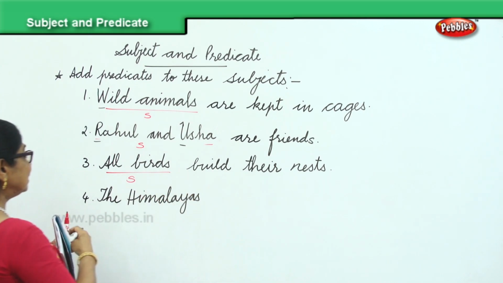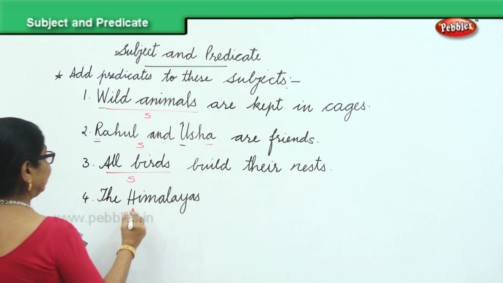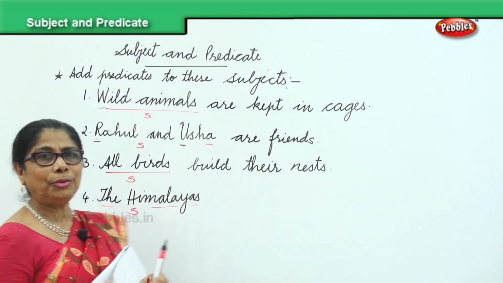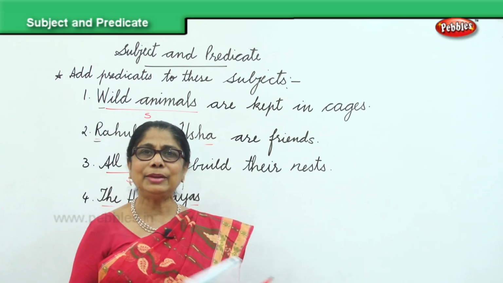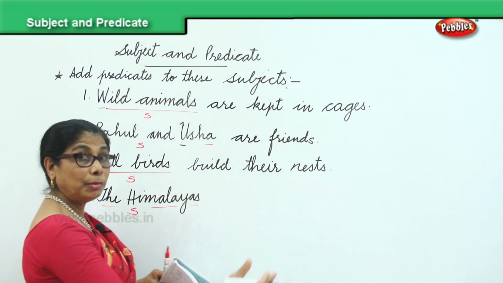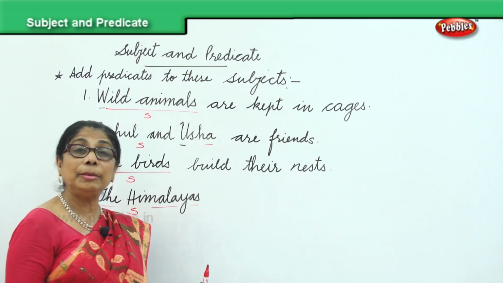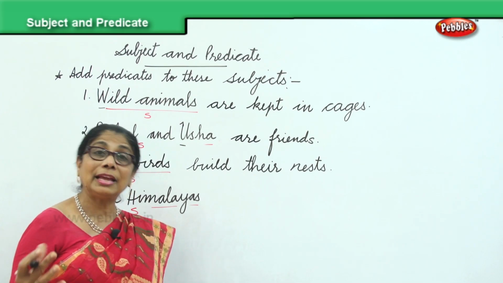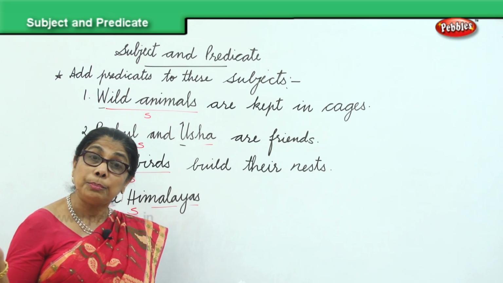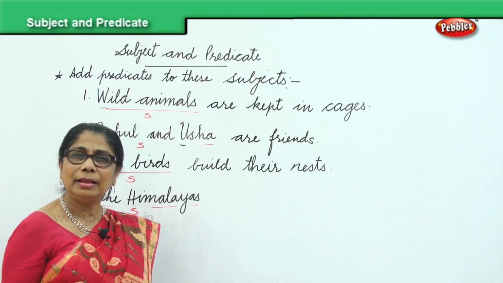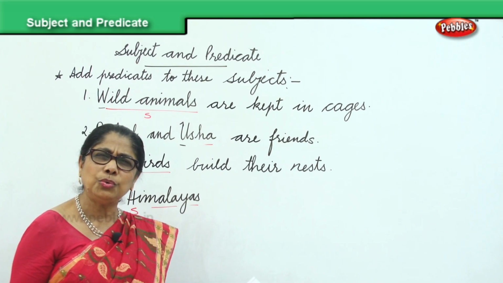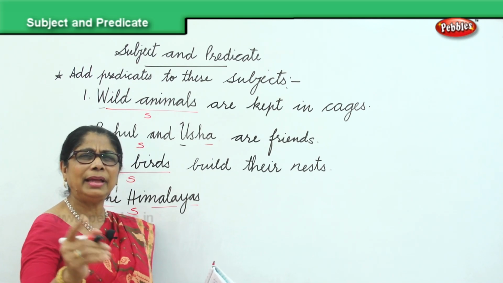The Himalayas, that's the subject I am providing for you. Now, put in a predicate to complete the sentence. The Himalayas are the highest mountain ranges. The Himalayas are in the north. The Himalayas are on the northmost part of India. The Himalayas are a chain of mountains. Whatever you want. But remember, end it with the full stop.